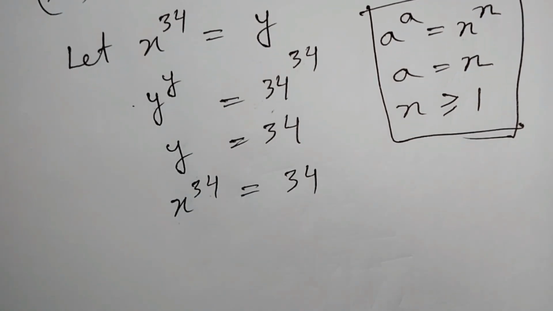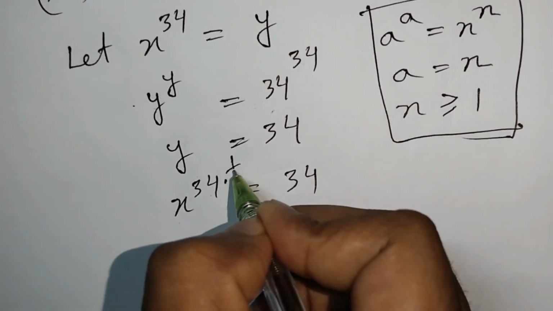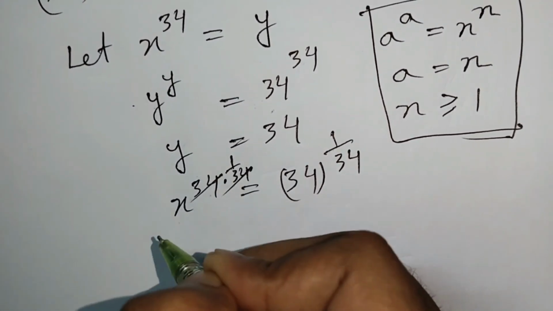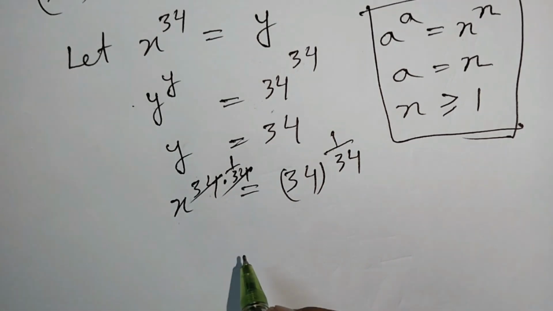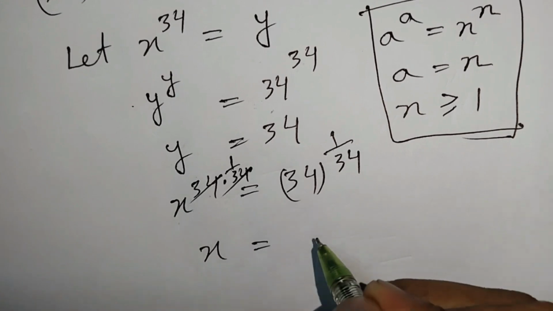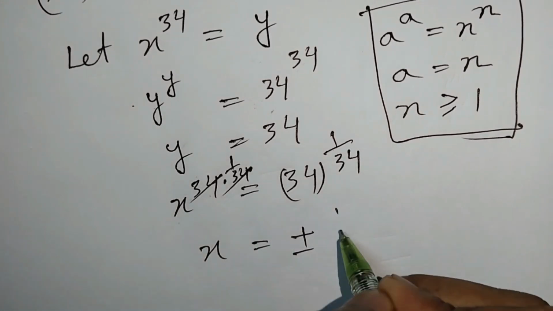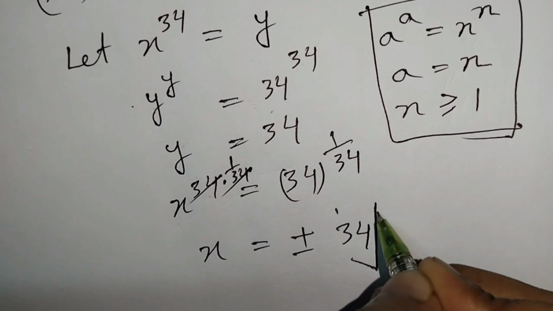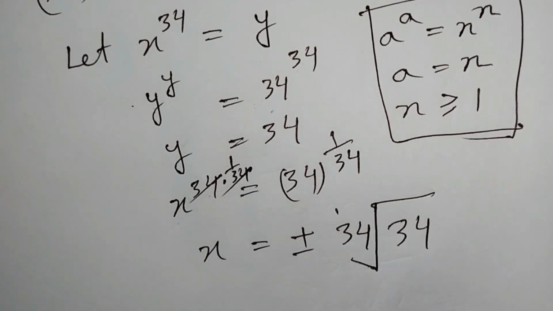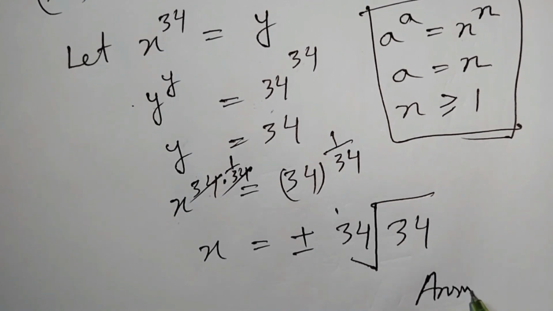Now we find the value of x, so we raise both sides to the power of 1/34. The 34 will be cancelled. So we find the value of x is equal to plus minus the 34th root of 34. So x is equal to plus minus the 34th root of 34. It is the value of x.